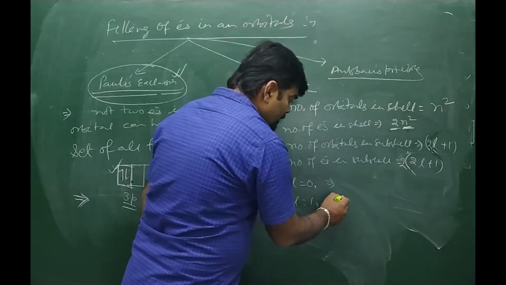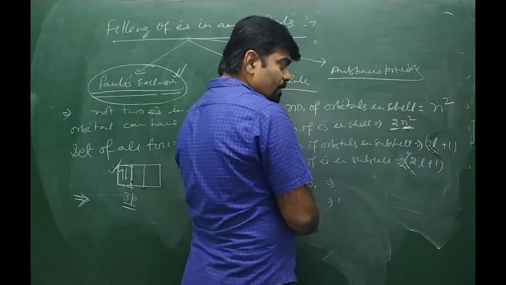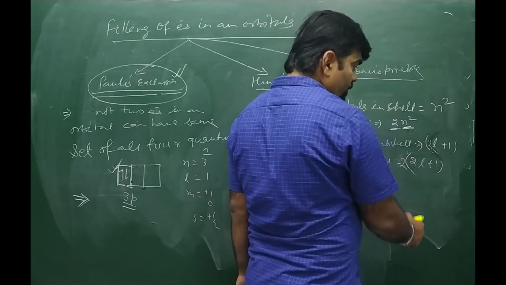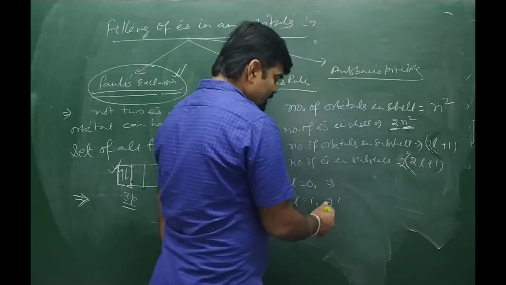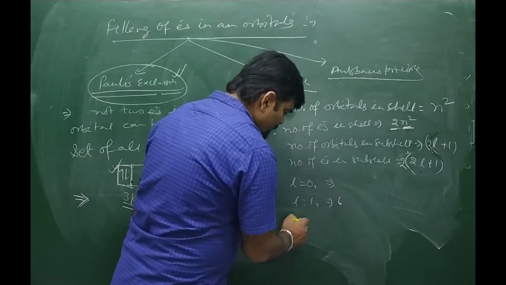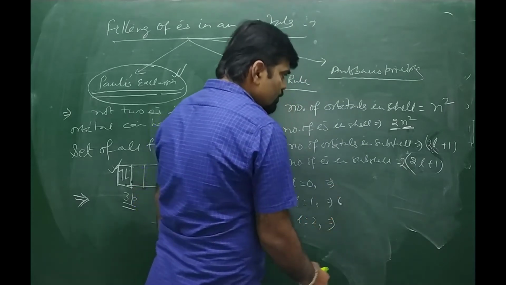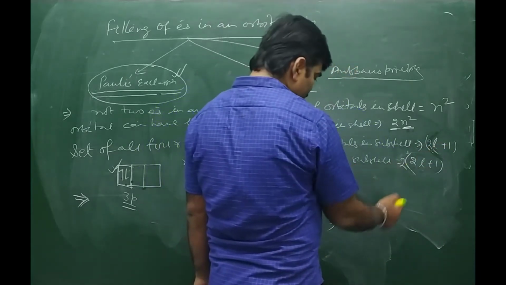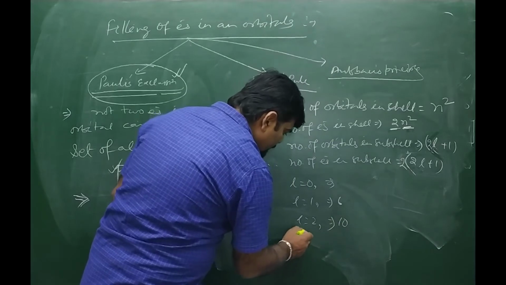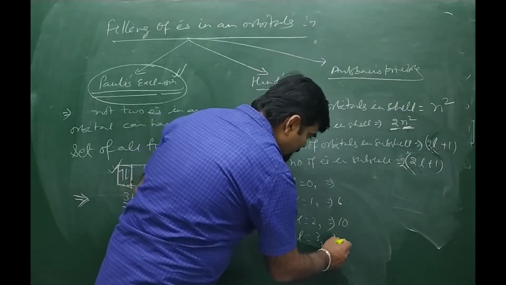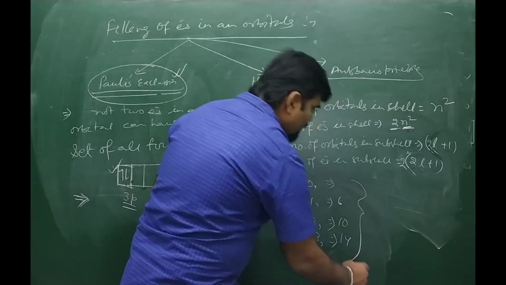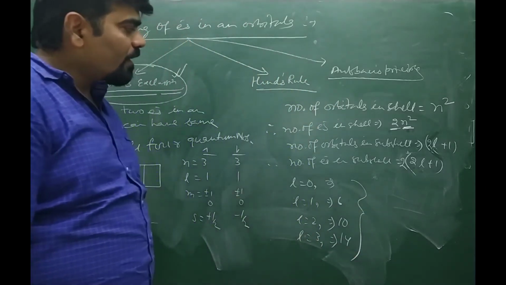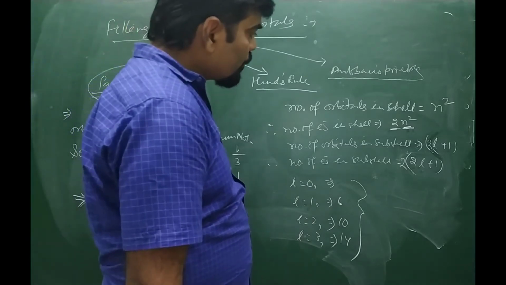If L is equal to 1, that means the P subshell. For the P subshell, how many orbitals will be there? 2 into 1 plus 1, so 3 orbitals. 3 orbitals will accommodate 6 electrons. If L is equal to 2, that is 2 into 2 plus 1, which is 5 orbitals. 5 orbitals into 2 is 10 electrons. If L is equal to 3, 14 electrons can be accommodated. So the number of orbitals in a subshell is equal to 2L plus 1, and the number of electrons in a subshell is equal to 2 into (2L plus 1).